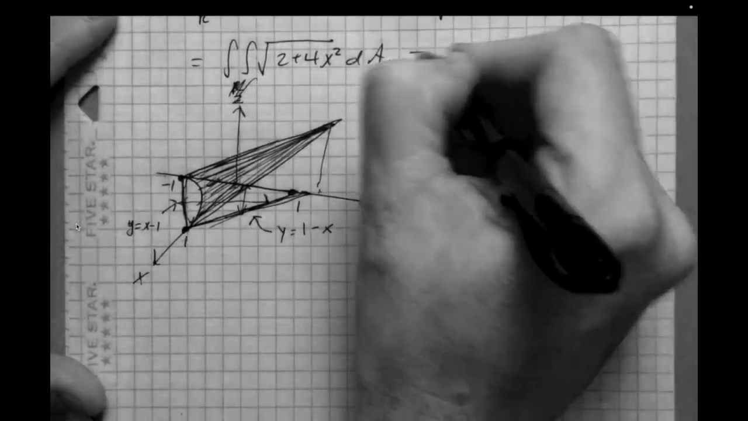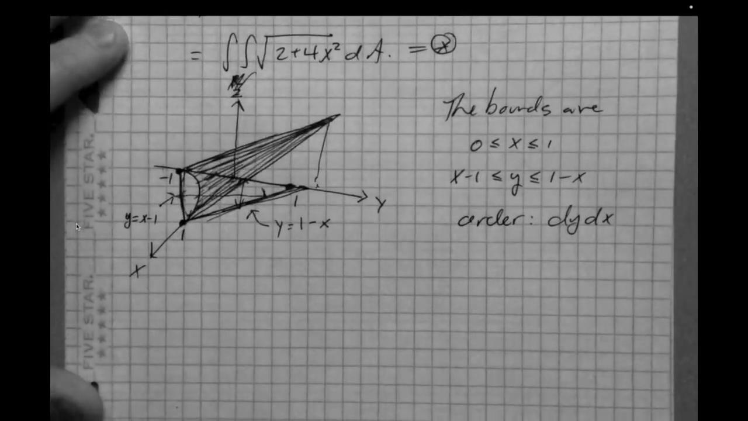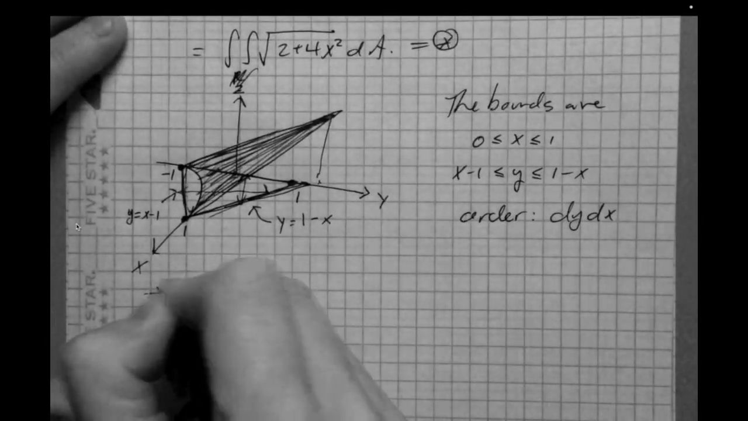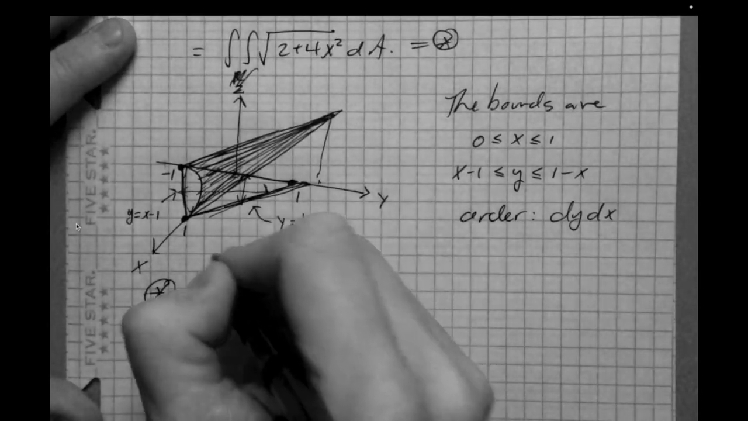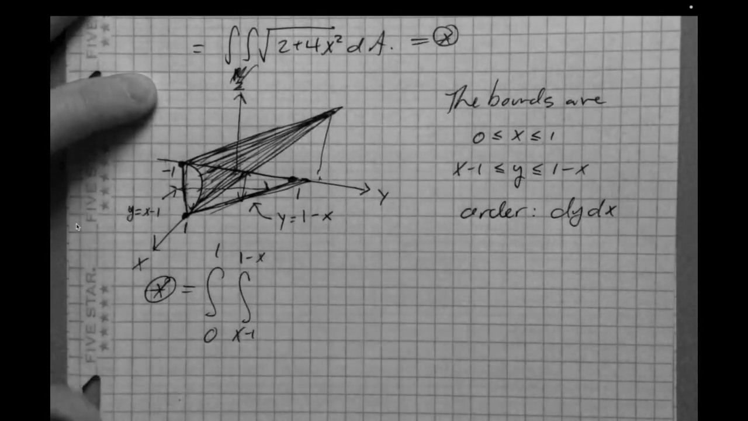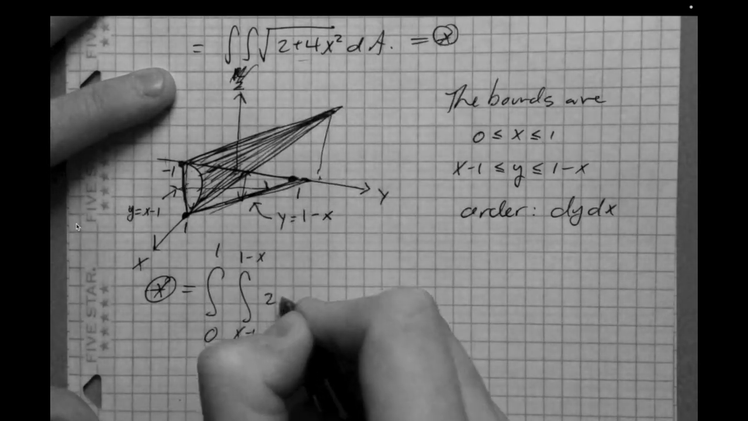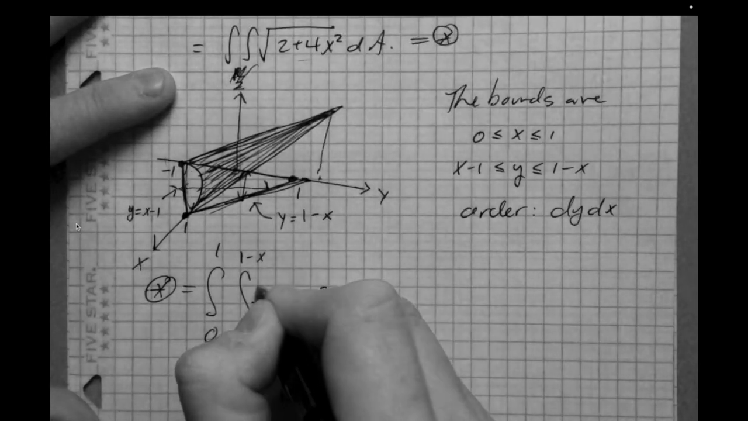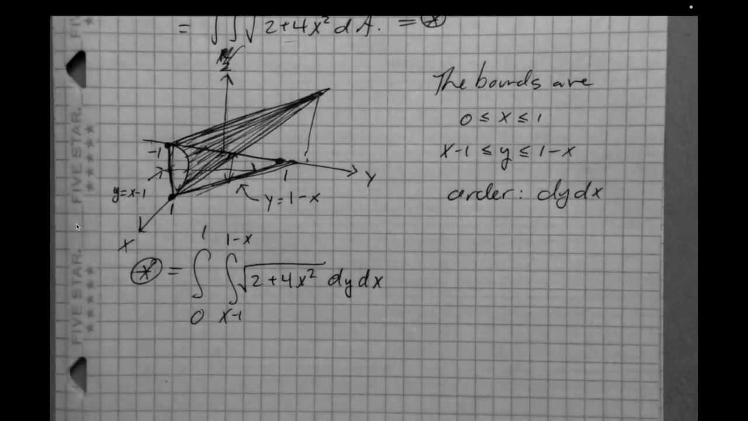Okay, and so we can take this guy up here and rewrite it with the bounds. That means we've got the double integral from 0 up to 1, and then from x minus 1 up to 1 minus x of the square root of 2 plus 4x squared dy dx. And so that's our double integral.